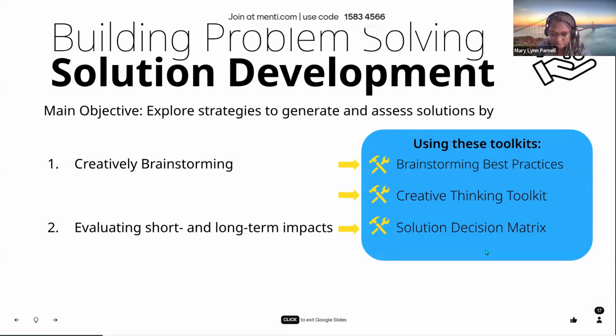The next component is building problem solving and solution development. So exploring strategies to generate and assess solutions. Two parts of that was one, creatively brainstorming. Remember, there are no rules. It's no holds barred. We get all the ideas and as many ideas as we can. And then evaluating short and long-term impact. And the toolkits we talked about were brainstorming best practices. We also talked about creative thinking toolkits, and then solution decision matrix.